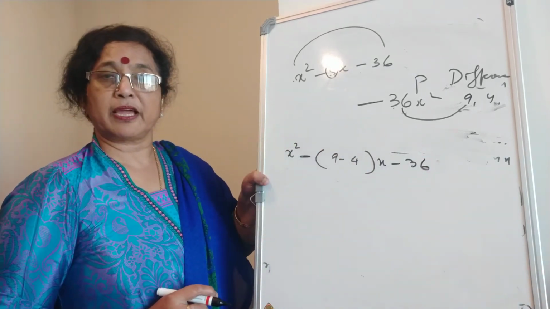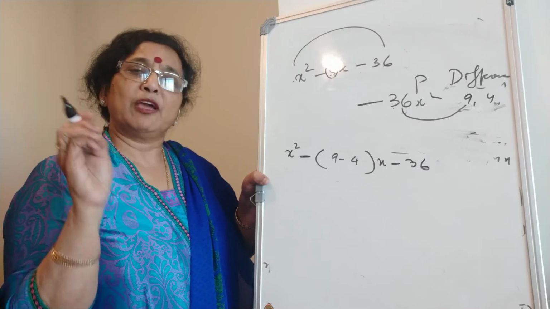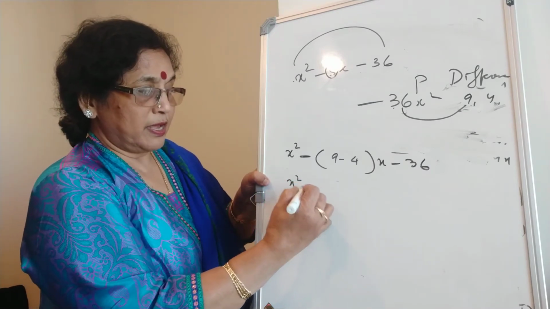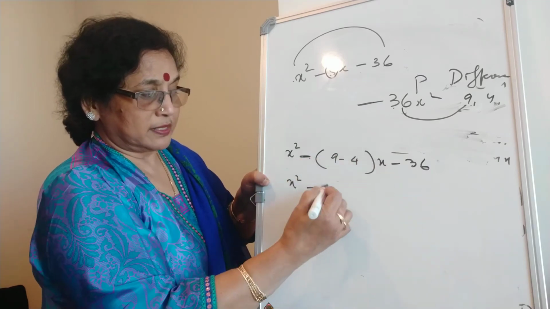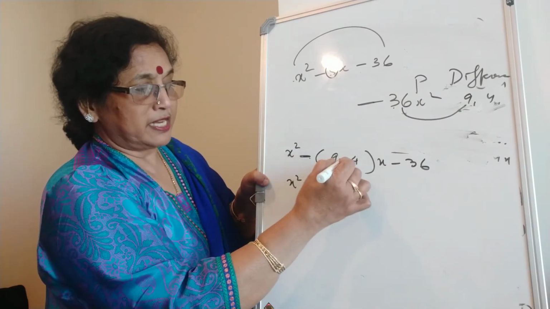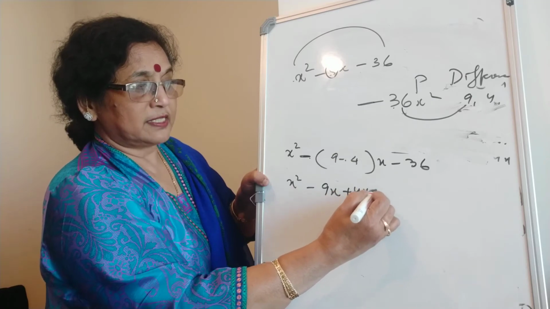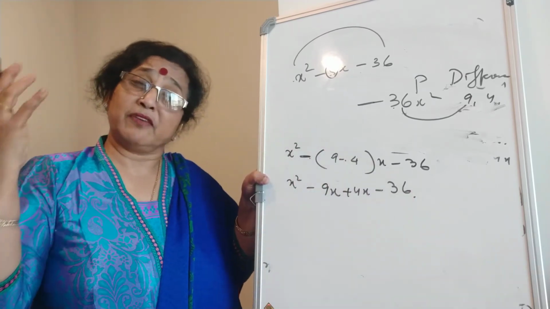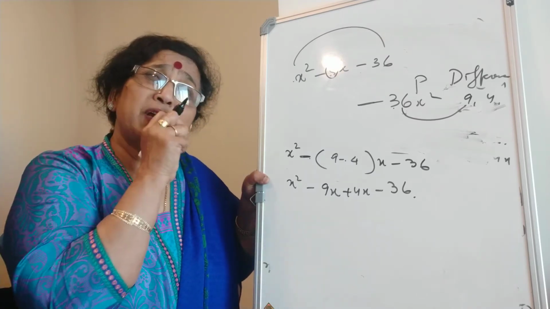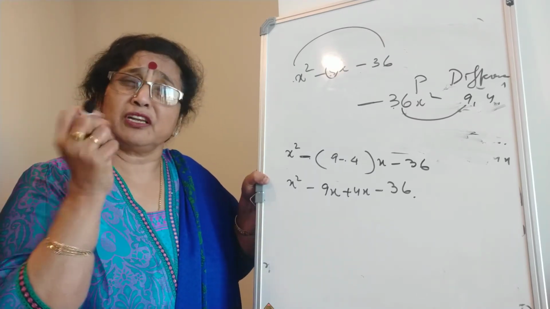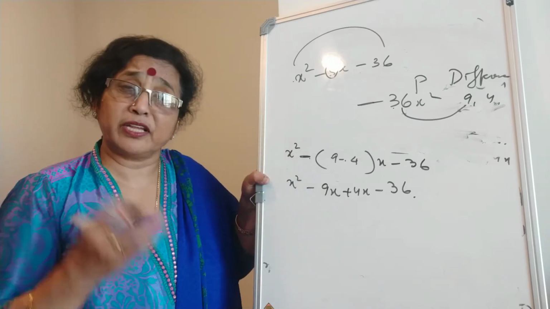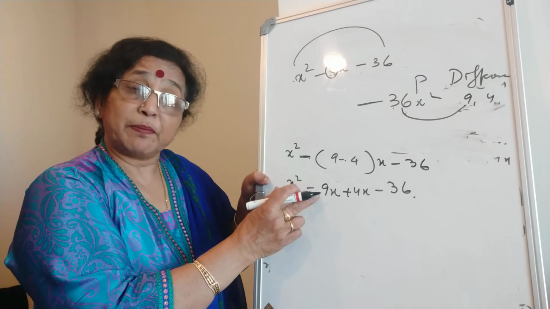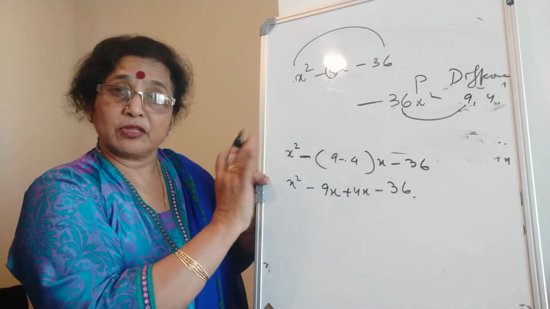Right? Now open the bracket. Automatically the big one will be negative and the small one will be positive. So x square minus 9x plus 4x minus 36. Even I used to get confused about which one I'll take positive, which one I'll take negative. Children sometimes take plus 9, minus 4 and they get it wrong. They got the factors right but the sign wrong, because if you take plus 9 minus 4 you get plus x. So that confusion is out.